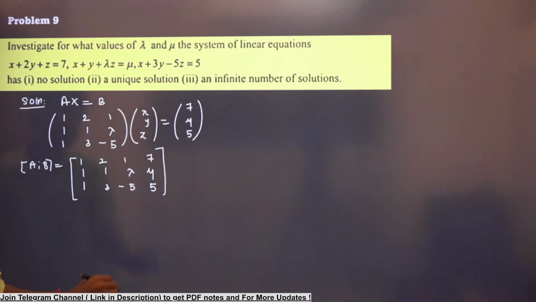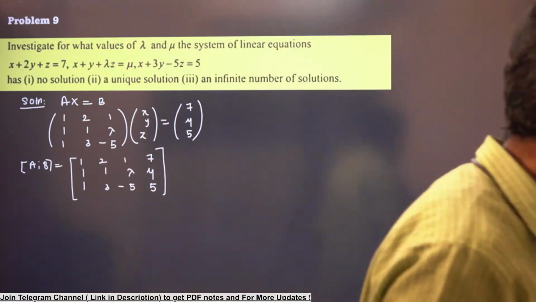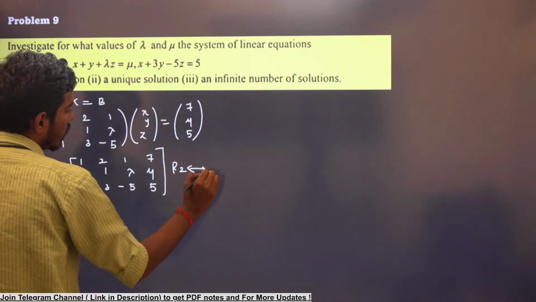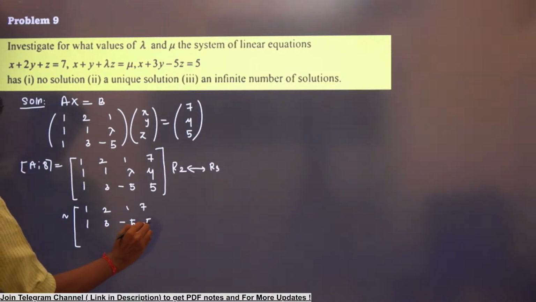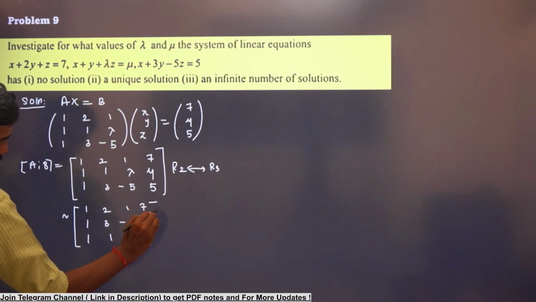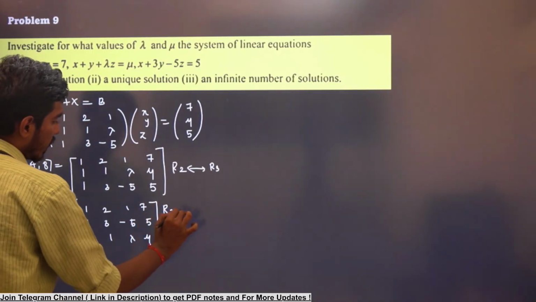Whenever you have this kind of problem, it is always better to keep the unknown in the last row. So what I'll do is interchange R2 and R3. So this will be 1 2 1 7, 1 3 minus 5 5, and 1 1 lambda mu. It is always better to have this in the last row. Now reduce to row echelon form.